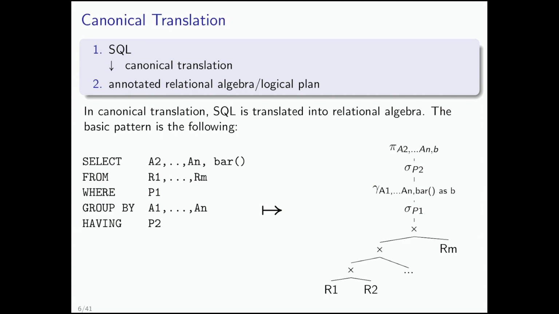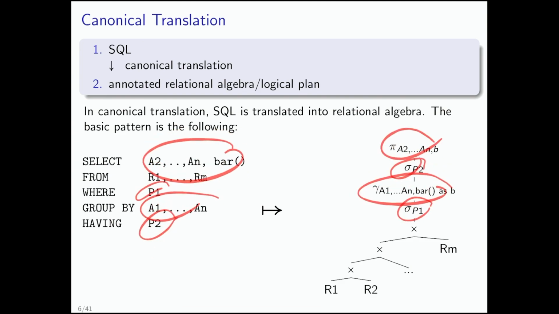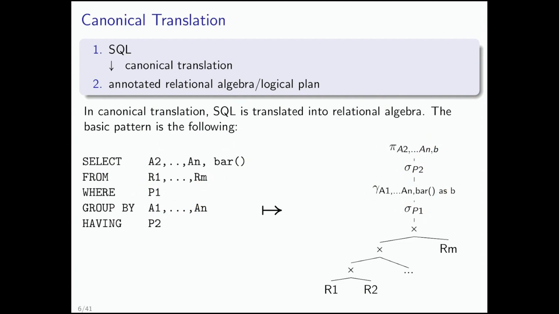Then come the where clauses, that's this one. Then comes the group by, that's this one. Then comes the having, this one. Then comes the projection, that's this one. Yeah? That's a very straightforward way of translating a SQL statement into a relational algebra expression.